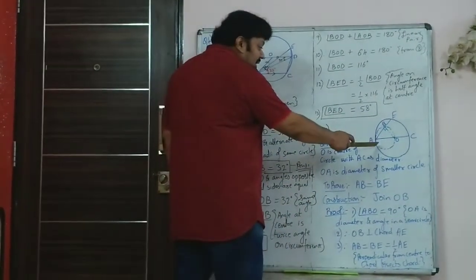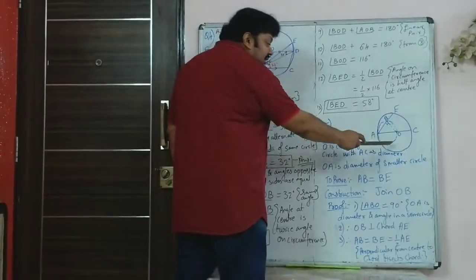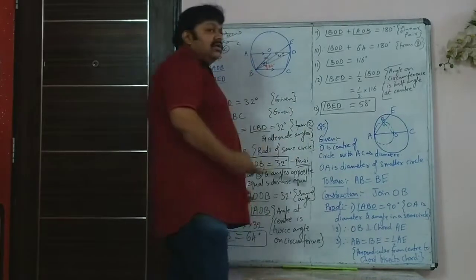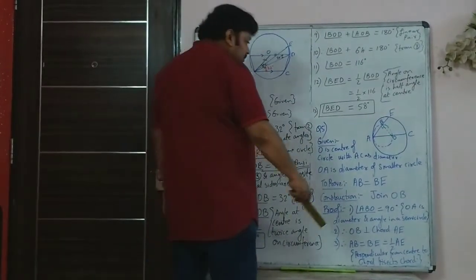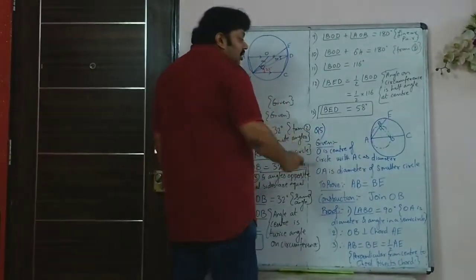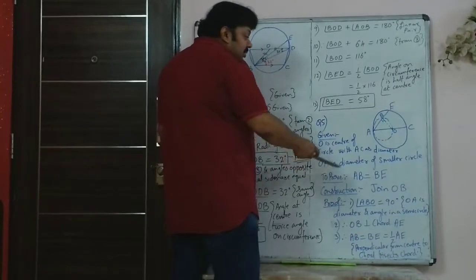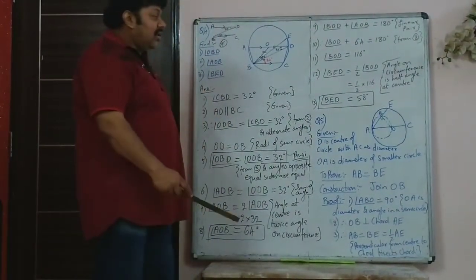And then you are told that with AO as the diameter, you are making a second circle. It is shown dotted, it is not necessary it should be dotted. It can be shown bold also. So AO is the diameter of a second circle. Now you have to prove that AB is equal to BE, or B is the center of chord AE.